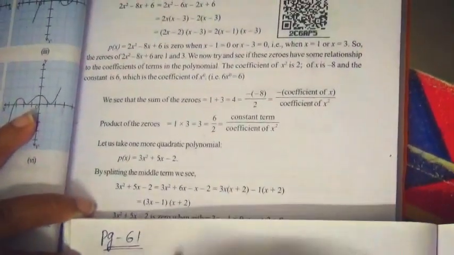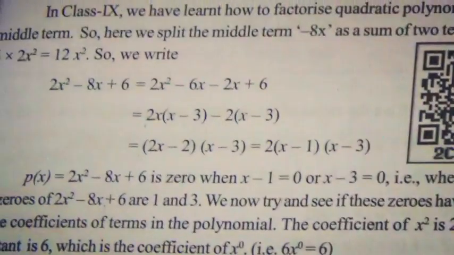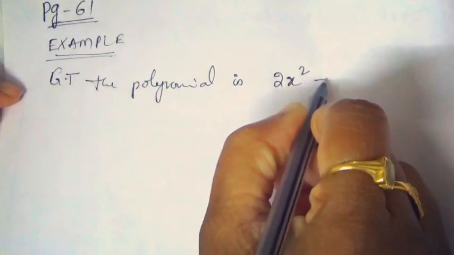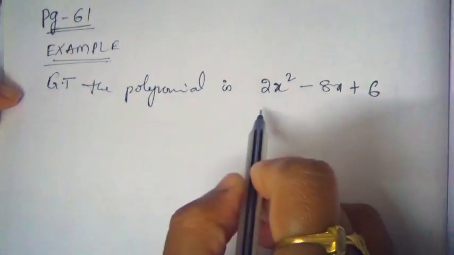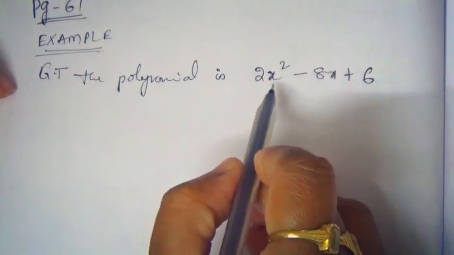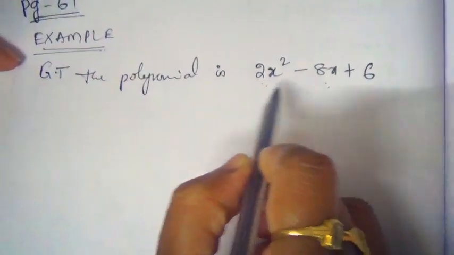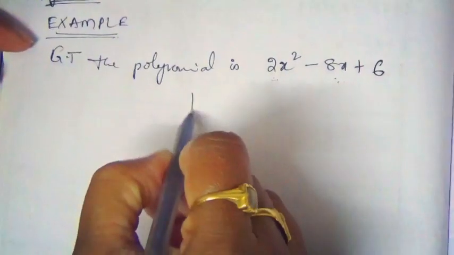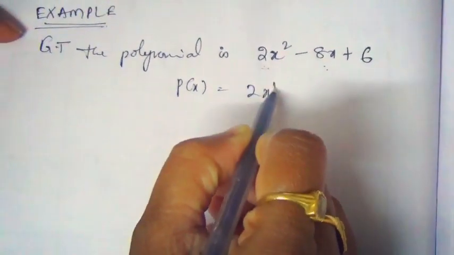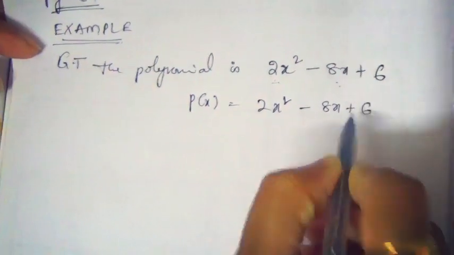So let us start from this example from page number 61. He gave one example, that is, the given polynomial 2x square minus 8x plus 6. What is this? It's a quadratic polynomial. Why? Because here the variable is x and the highest power of x is 2. Hence it is a quadratic polynomial. Let us take it as p of x is equal to 2x square minus 8x plus 6.